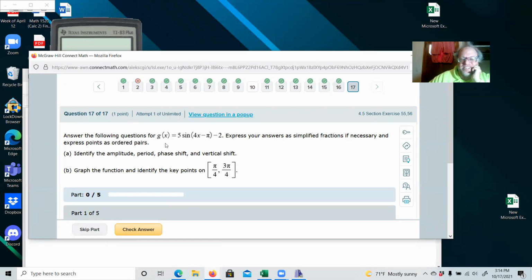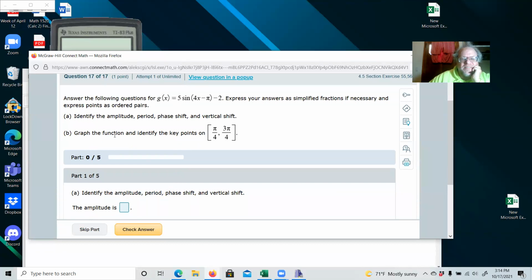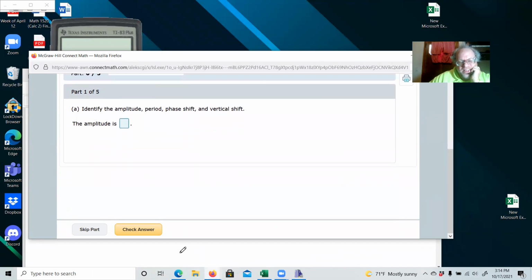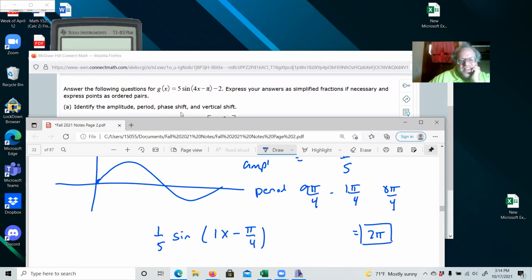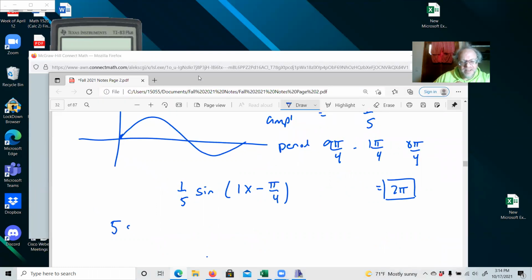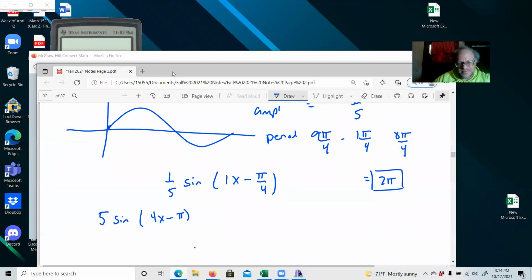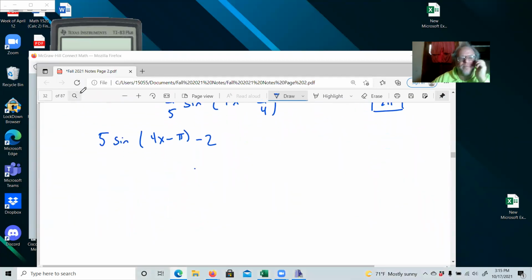So answer the following questions. Identify the amplitude, period, phase shift, and vertical shift. Graph the function and identify key points on this. What do you want to bet it's one period? What did we start off with here? This is 5 sine of 4x minus pi, minus 2. What's your amplitude?